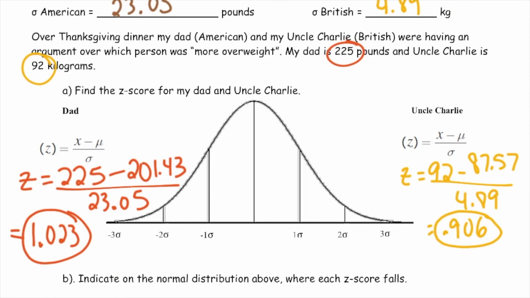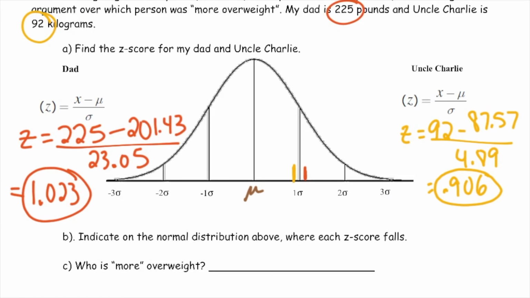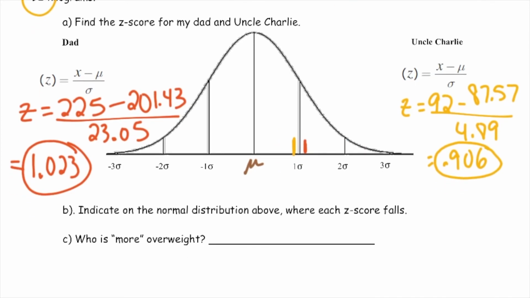So on our standard normal distribution right here, this is going to be standardized. The mean is going to be right in the middle, and Dad is over here at 1.023, and Uncle Charlie is just below that at 0.906. So they're both above the mean because they're both positive here, but one is bigger than 0.9. So we've put them on our normal distribution up here. If we're going to find out who is more overweight respective to their nationality, I suppose, we're going to go with Dad because he has a bigger z-score than Uncle Charlie does.